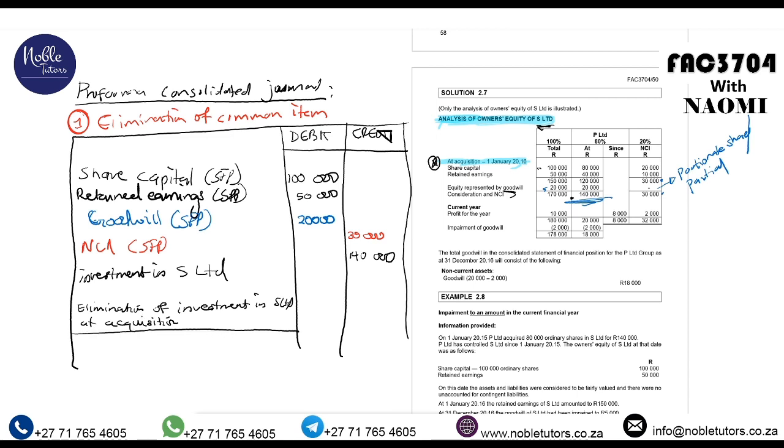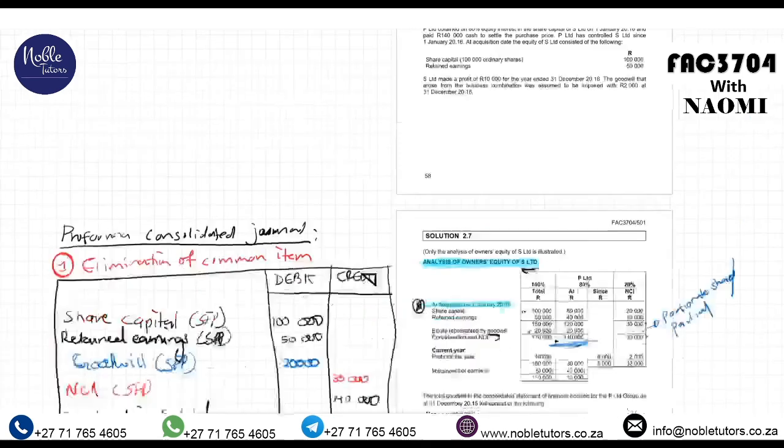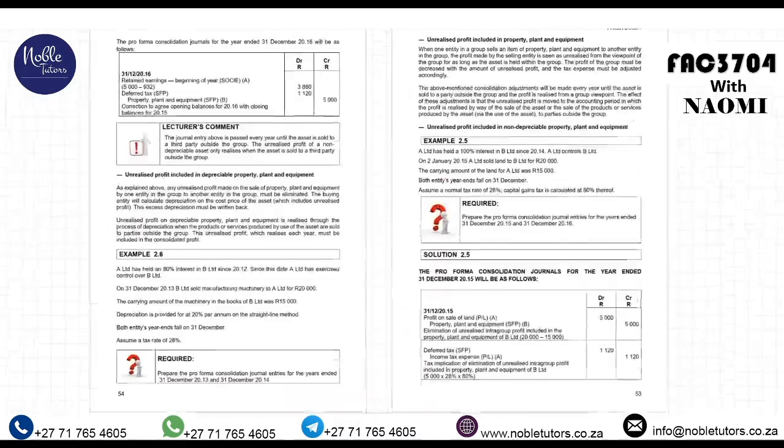Okay, guys, again, I always say this in my classes. I'm going to say it again here. Journal narrations is just an explanation of the journal you have done. There is no standard or particular way of doing it. You're just explaining what you have just done. So that is elimination of common items. This is basically the first pro forma journal that you do. So let's go back to our lesson.